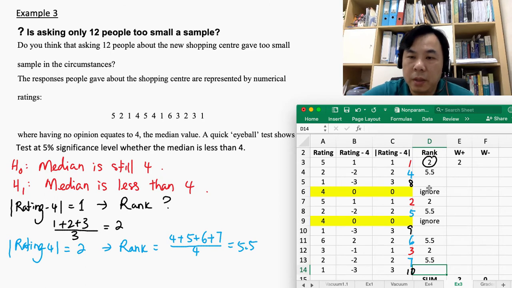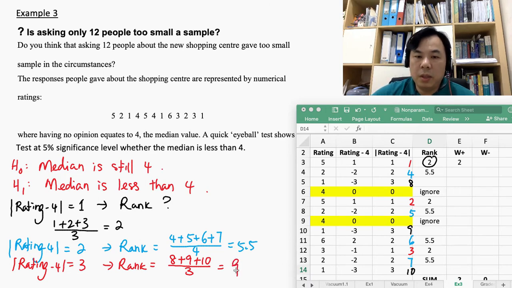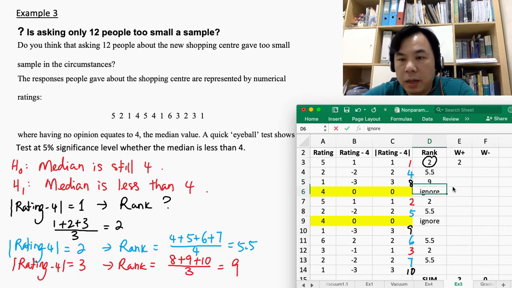And then you're going to repeat the same procedure for the last one. So for the last ranking, with deviations of 3, the rank will be, in this case, 8 plus 9 plus 10 divided by 3, which is a 9. Therefore, the ranking for all these will be 9, 9, and 9 here.